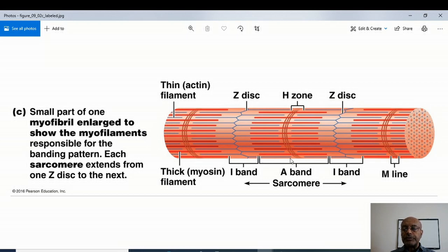So a myofibril consists of sarcomeres. A sarcomere is from Z disc to Z disc, this interval. We will have another sarcomere here if we had it continuous. This is just cut out. So a myofibril is a long chain of sarcomeres attached end to end. Okay, this was to show you a bigger appearance of a myofibril.